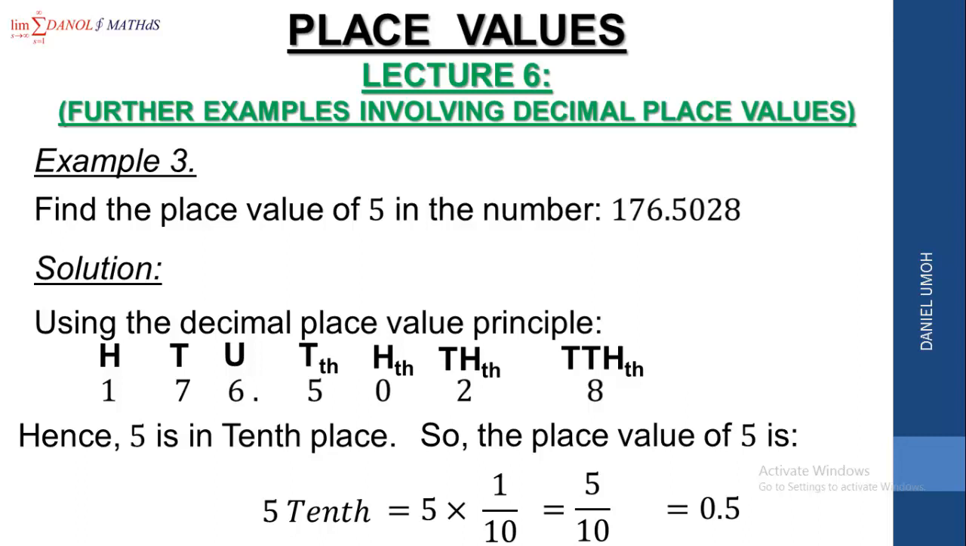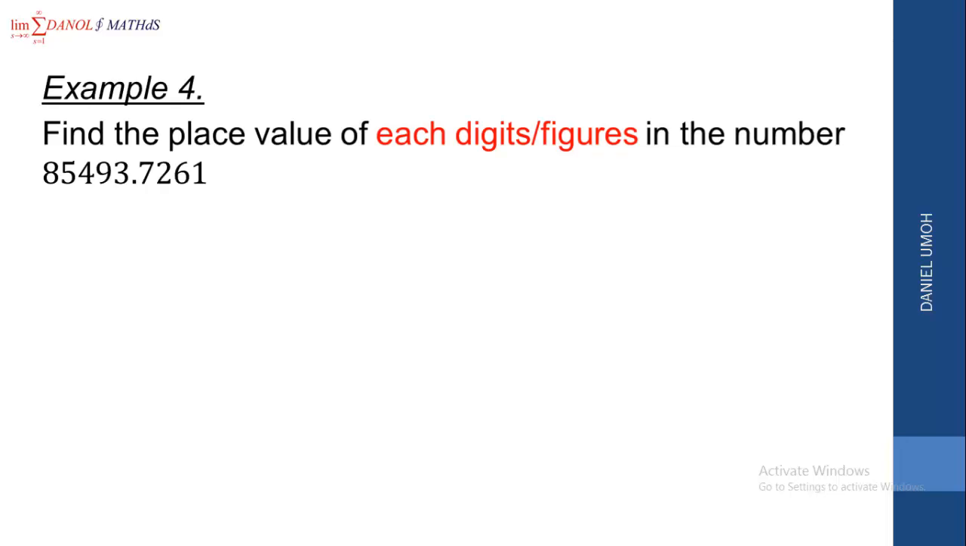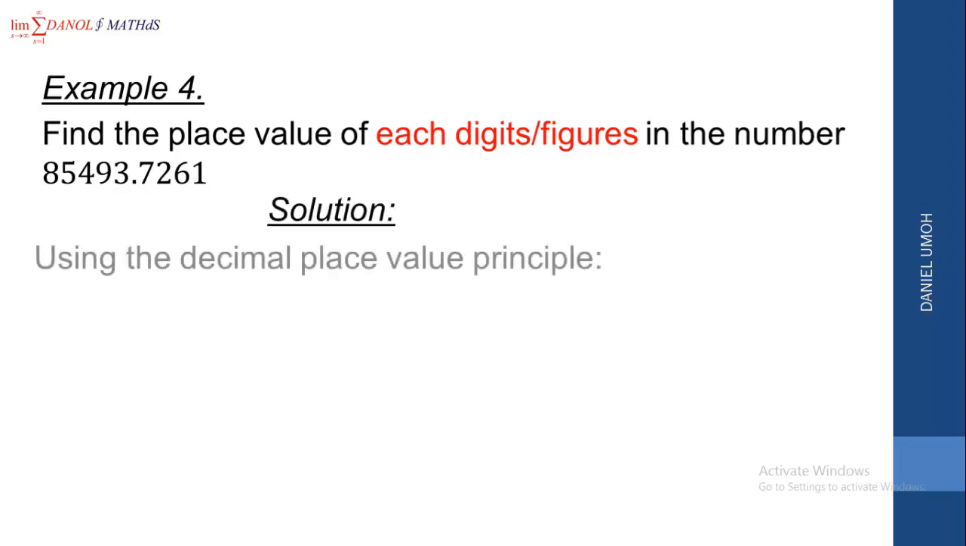Now, let's look at another classical example. Example 4. The question says, find the place value of each digit or figure in the number 85493.7261. Now you are asked to find the place value of all of the digits there. Now let's quickly look at the solution. Still using our decimal place value principle, according to the principle, we first bring down the number and then begin to write their position.